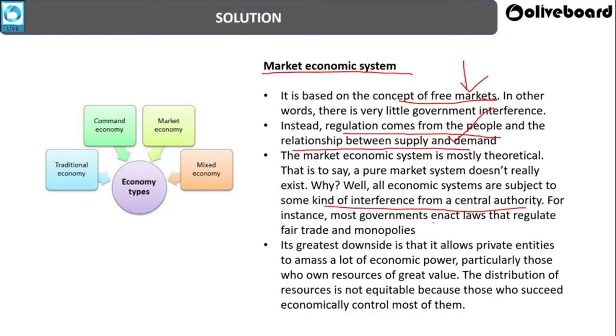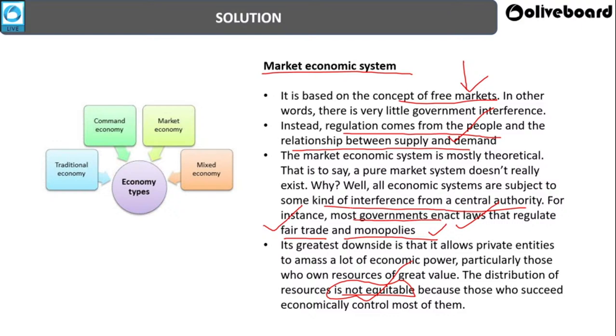Even in those market economic systems, you will see that the government will come up and put laws to regulate trade, ensure that it's a fair trade, and also see to it that no monopolies are concentrated, right? So one of the greatest downsides is that it gives private entities a lot of economic power, and they hold a lot of resources with themselves, right? It is like the United States of America and other European countries which follow the market economic system, and there you see that private entities have a lot of economic power, and this also translates into political power too, right? And this is where you will also see that the distribution of resources is not equitable. So you will see unequal development happening, right? Which is not taking everyone along.